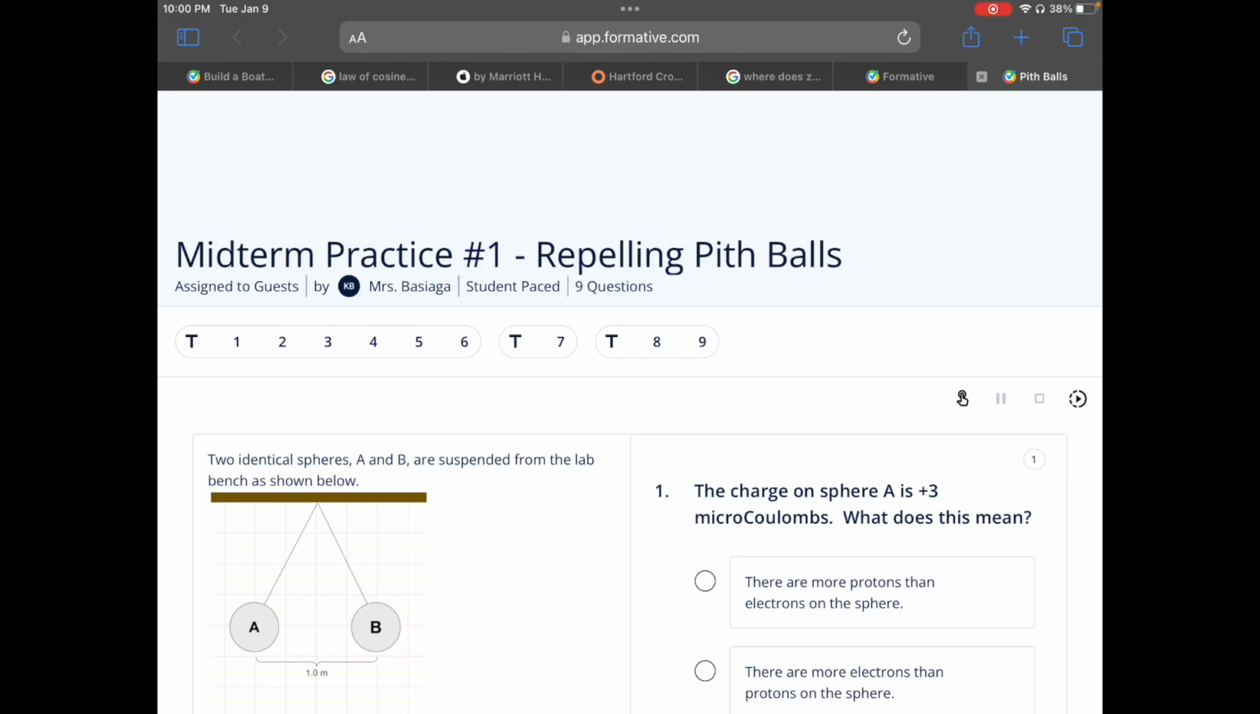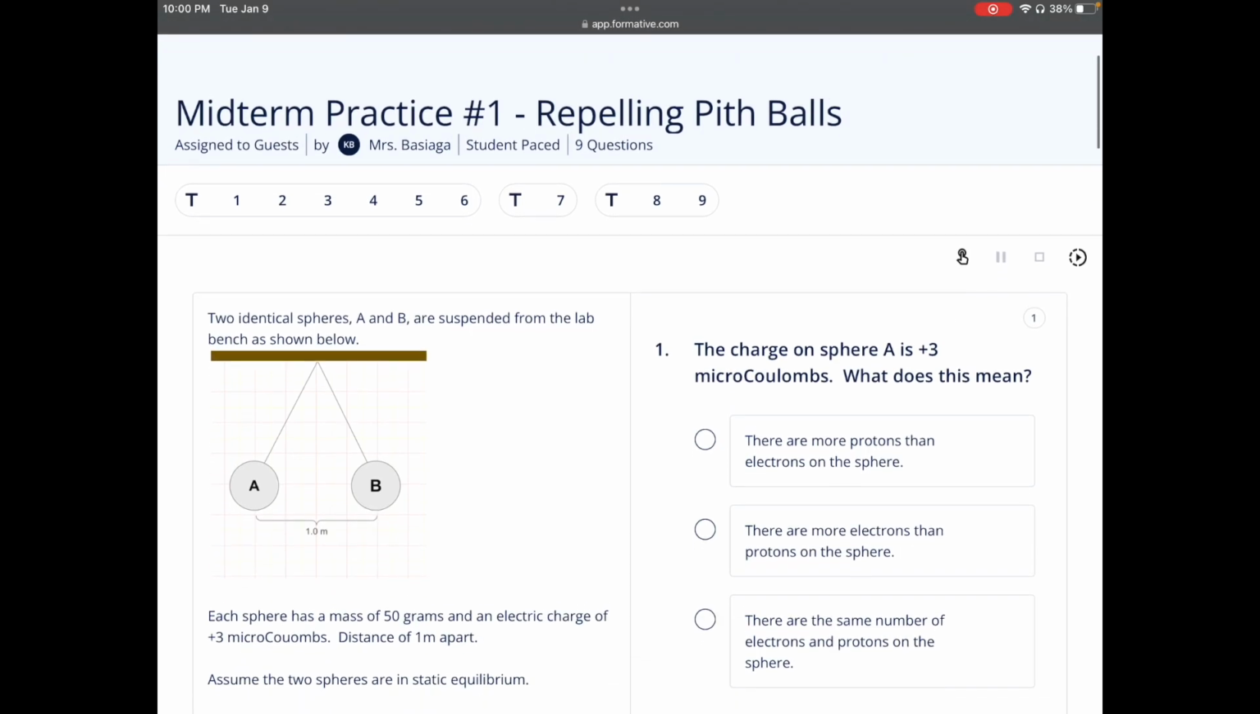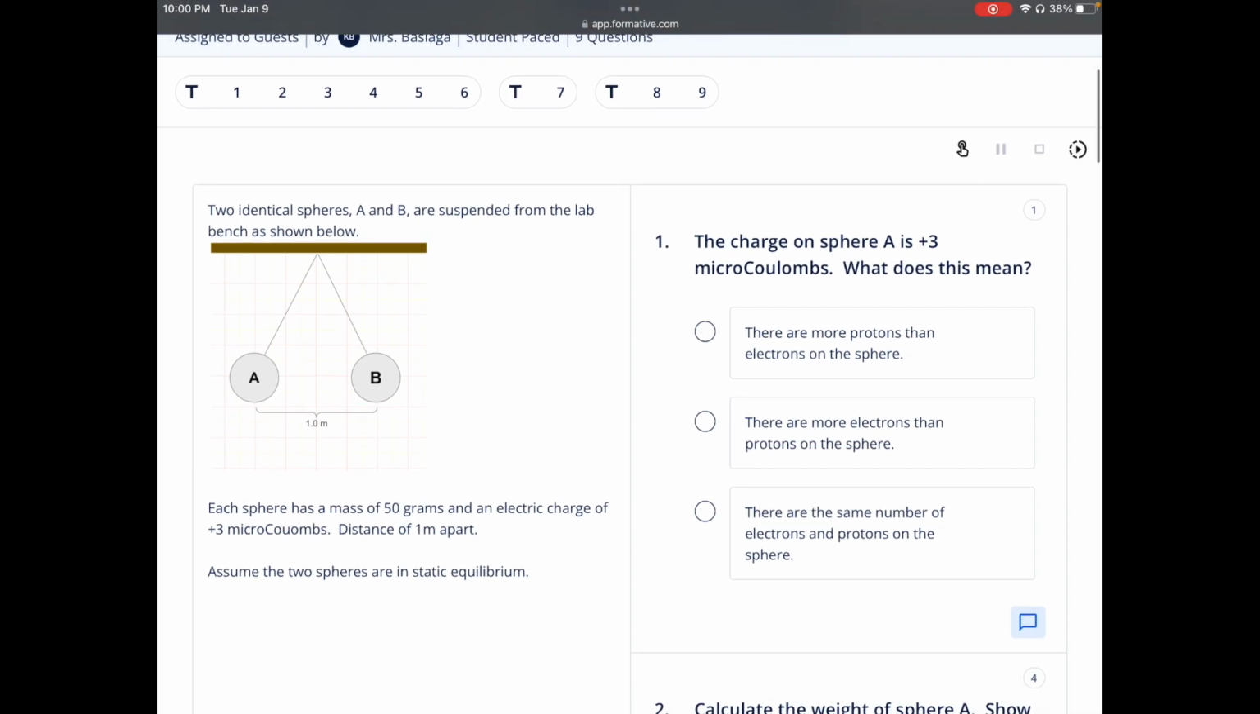In midterm practice 1, we have two repelling pith balls. These are spheres covered in conductive coatings that make them easy to hold charge. So in this case, a sphere is charged with 3 microcoulombs. That's 3 times 10 to the negative 6 coulombs of charge. And because it's positive, that means there are more protons than electrons on the sphere.